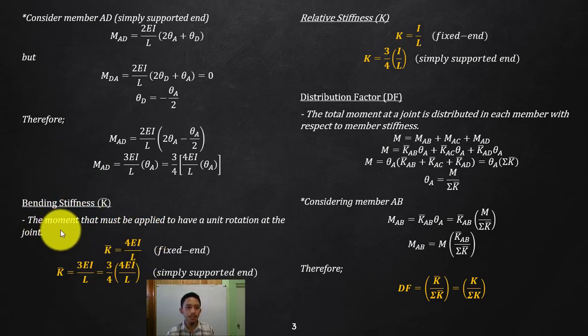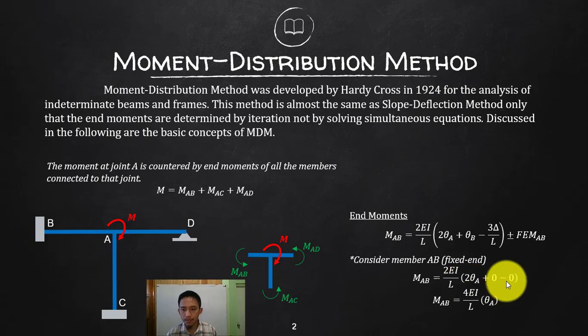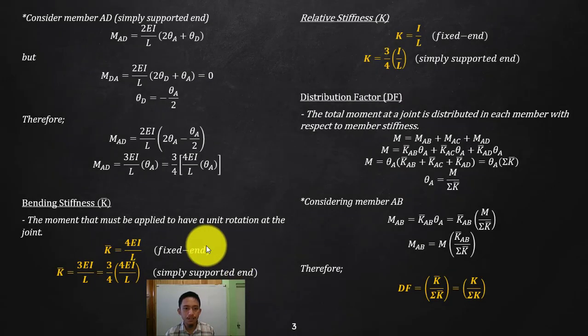Okay, so that stiffness is the moment that must be applied to have a unit rotation at the joint. Or simply, let's just make theta at the joint as 1. Then the moment required to make that 1 is actually your bending stiffness, or that is the strength, or that is 4 EI over L. So for a fixed end, our bending stiffness is 4 EI over L, and for our simply supported end it is 3 EI over L.